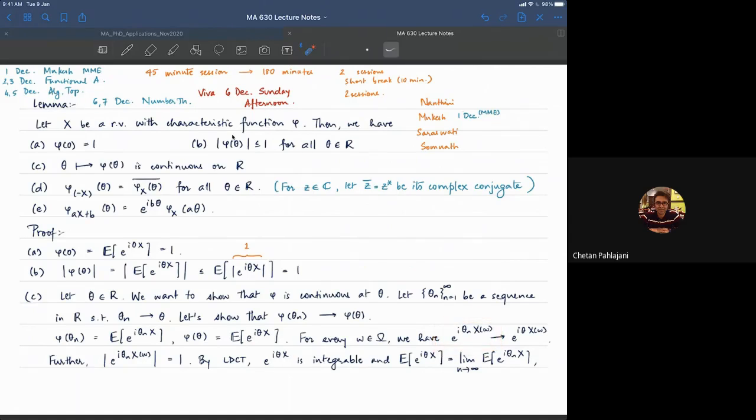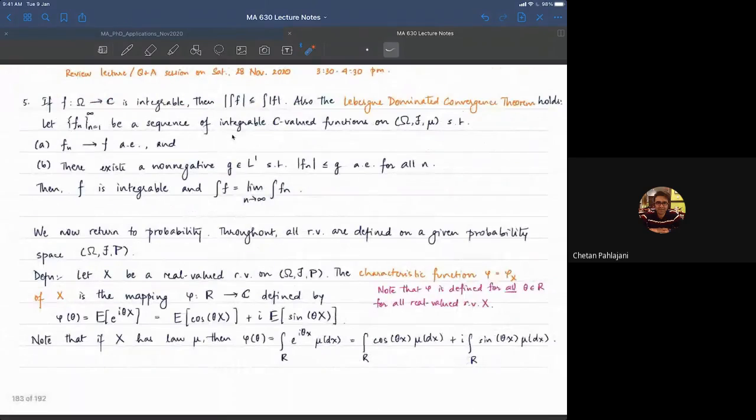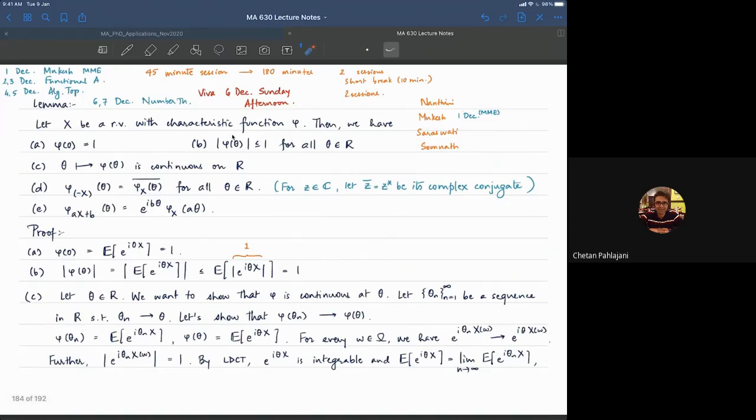All right, so now you remind yourself that you have this Lebesgue dominated convergence theorem even for complex valued functions. If f n converges to f almost everywhere, and if there exists a non-negative g in L1 such that absolute value of f n is less than or equal to g almost everywhere, then f is integrable, and integral f is the limit as n goes to infinity of integral f n. So now you just use the dominated convergence theorem to complete the proof.